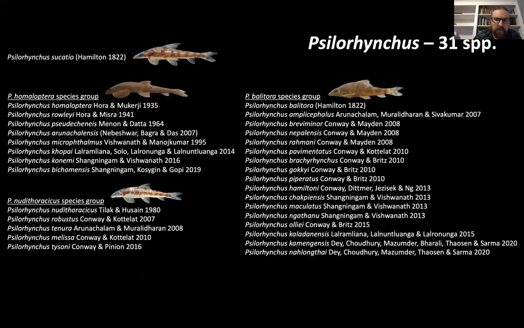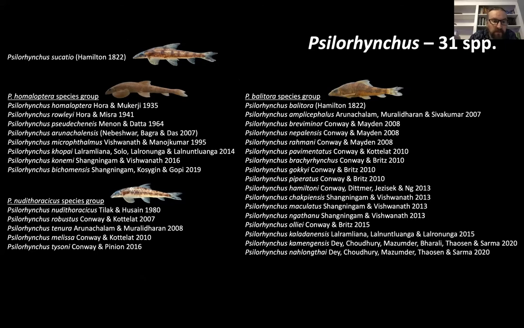Now, if we look at those species and look at the groups that they belong to, we can see that the majority belong to the Cyrenacus balatora group, and this is clearly the most diverse species group of Cyrenacus. And the Homoloptera group and the Nudifracicus group are smaller, but who knows what might happen in the next few years as new species are discovered.